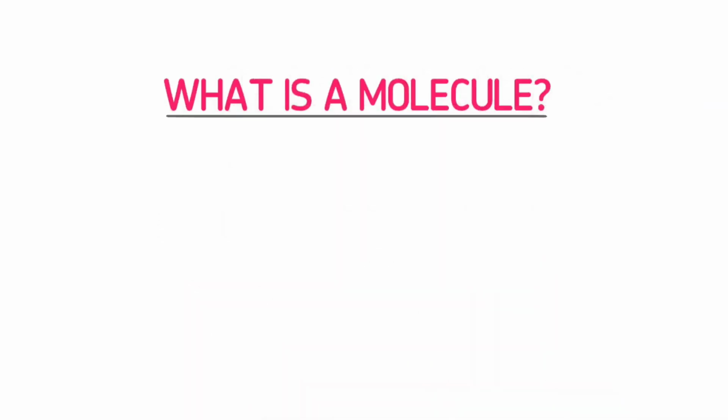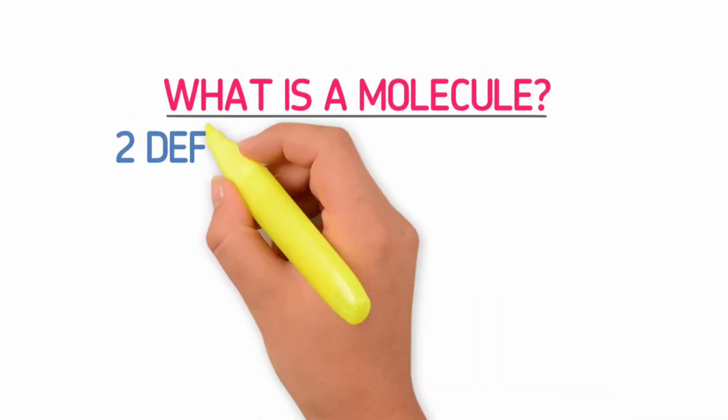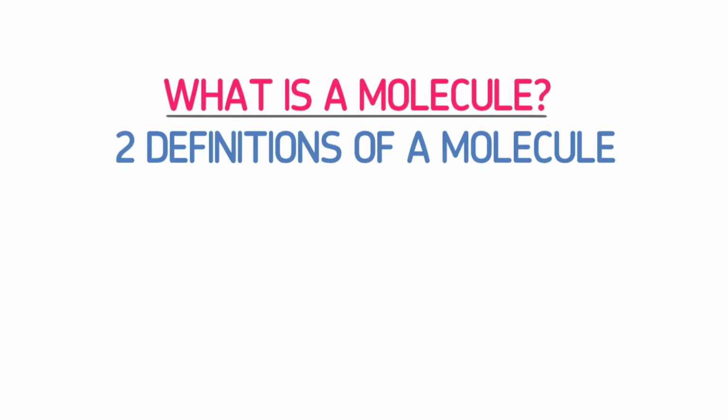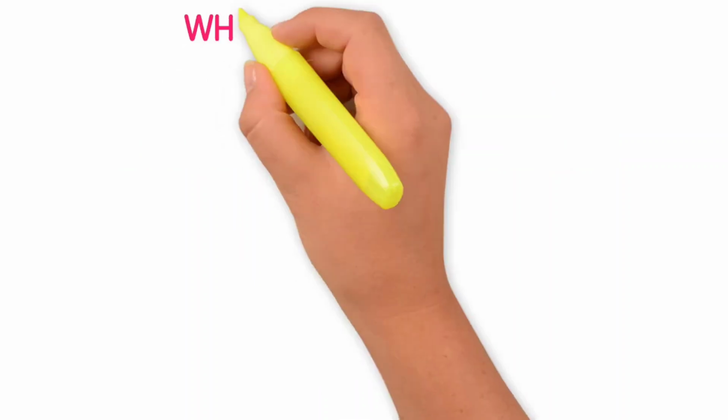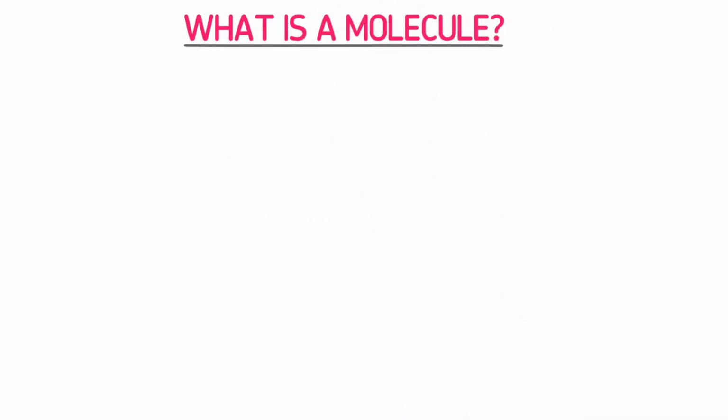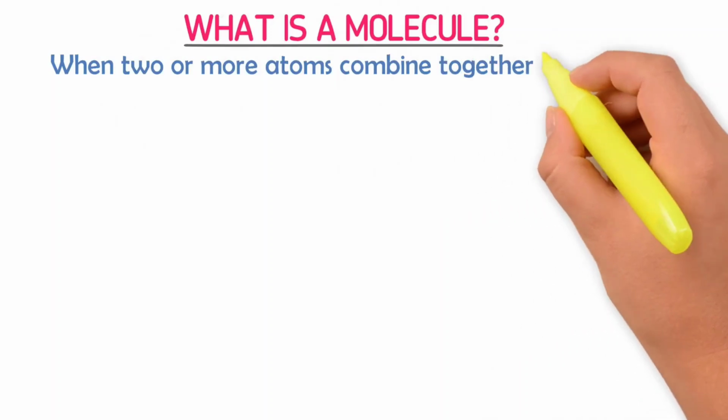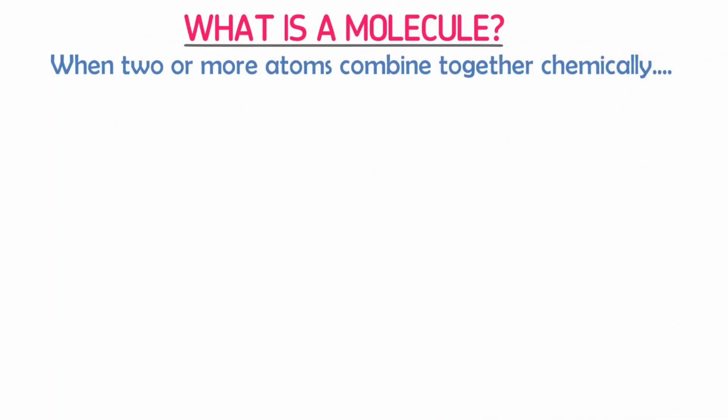What is a molecule, and two definitions of a molecule? Now, what is a molecule? When two or more atoms combine together chemically, we call it a molecule. A molecule is the smallest unit of a compound.